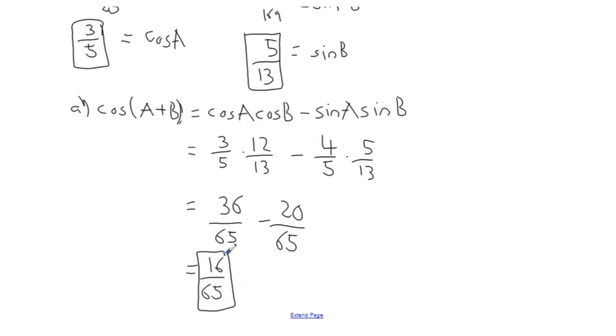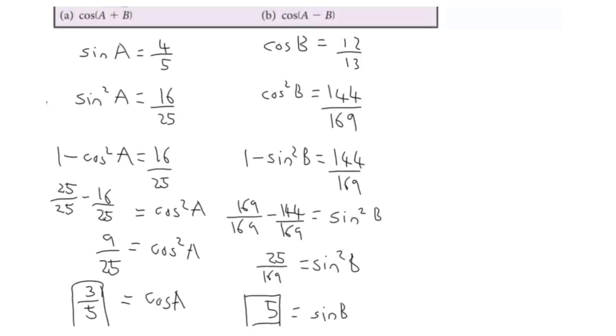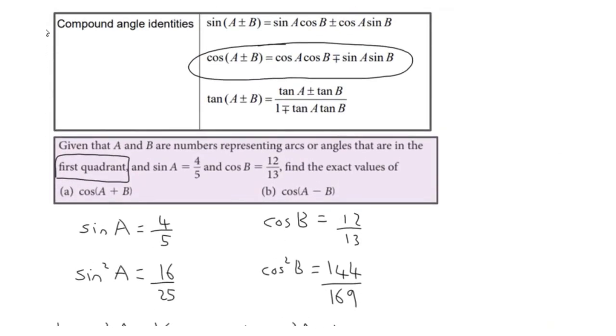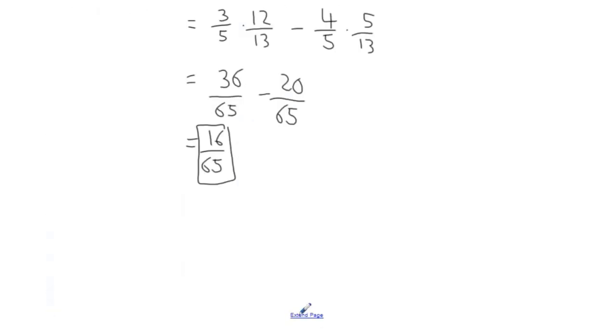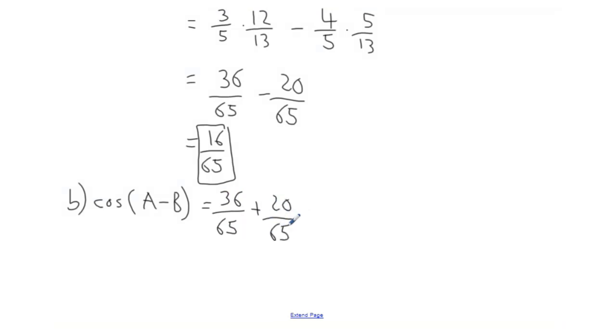And then for cos(A−B), well, all that's going to change, if you look at the formula, is this bit here. So instead of subtracting, we just add them. And everything else is done. So for part B, cos(A−B), definitely not going to show a whole substitution. It's going to be 36 over 65 plus 20 over 65, and that is 56 over 65.